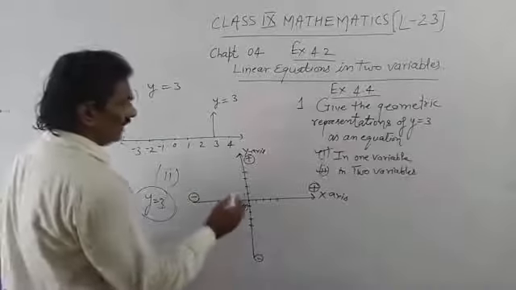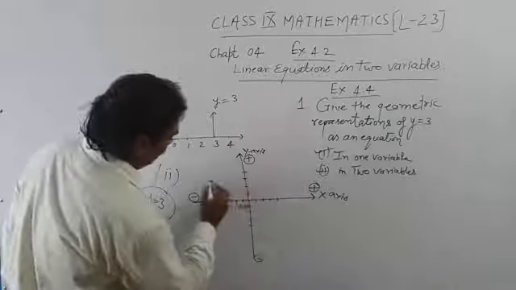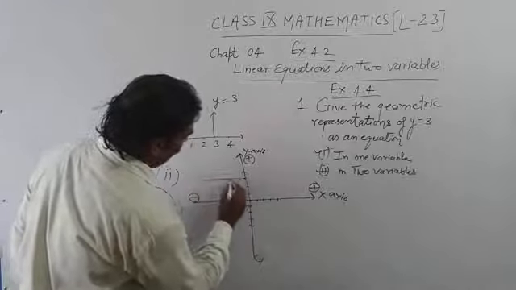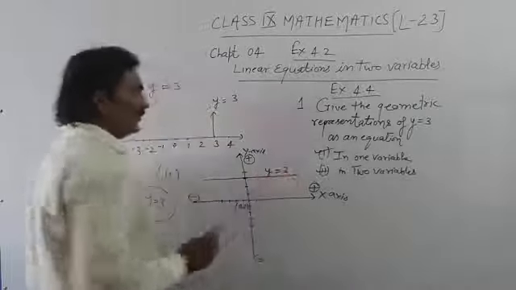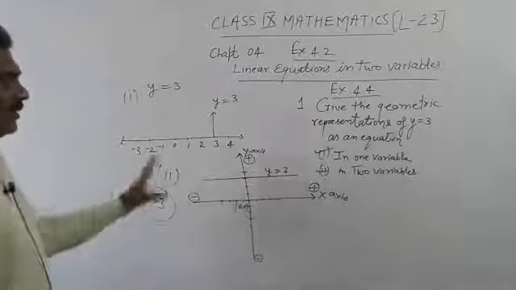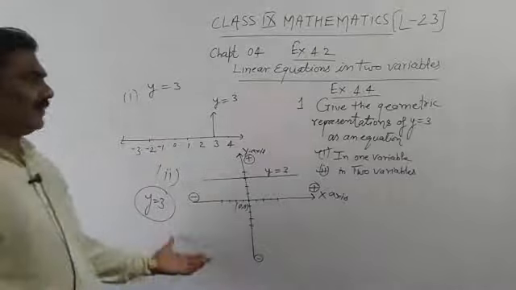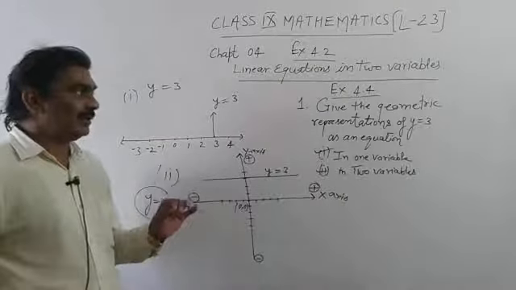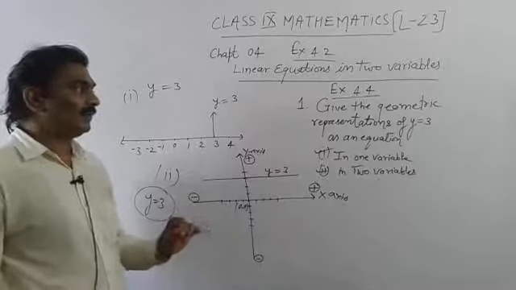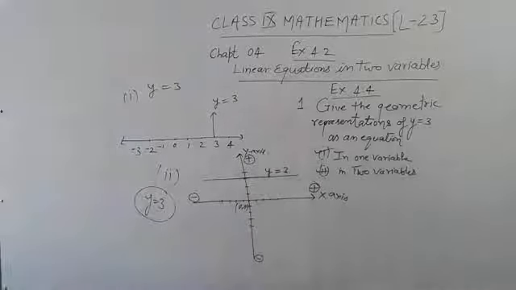Now draw with the help of a scale y = 3. 1, 2, 3, from here this line will be y = 3. Okay students? So these are the two solutions, the solution for both parts, in one variable and in two variables. So this is called the geometric representation of y = 3.